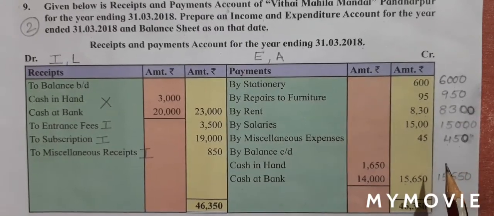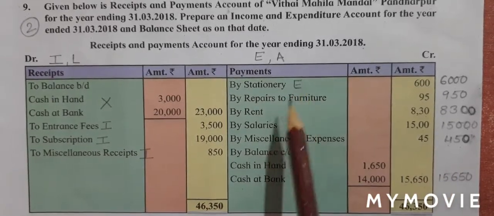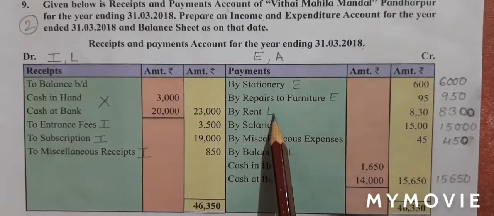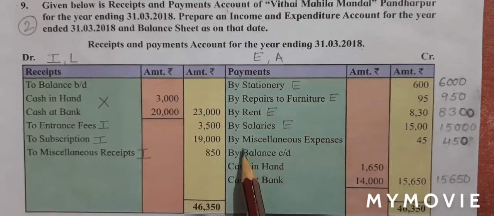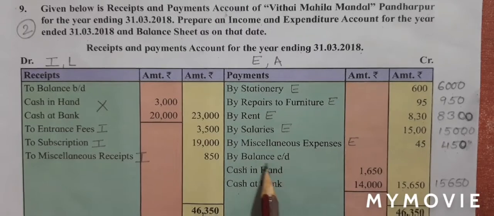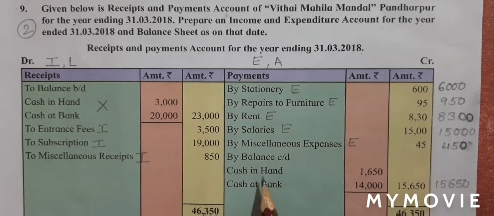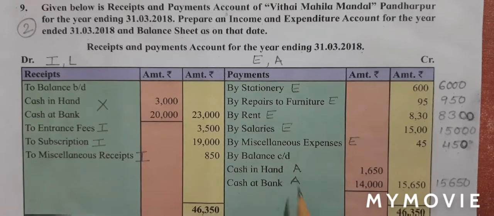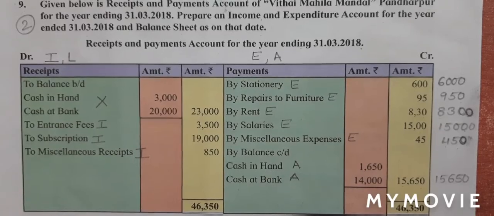So let's identify on the payment side. Stationery is an expense. Repairs to furniture, expense. Rent, expense. Salaries, expense. Miscellaneous expenses, expense. And balance carried down is my closing balance of cash in hand and cash at bank. So the closing balance of cash in hand and cash at bank will go in my asset. With this, students, I have completed step number 1, identification.